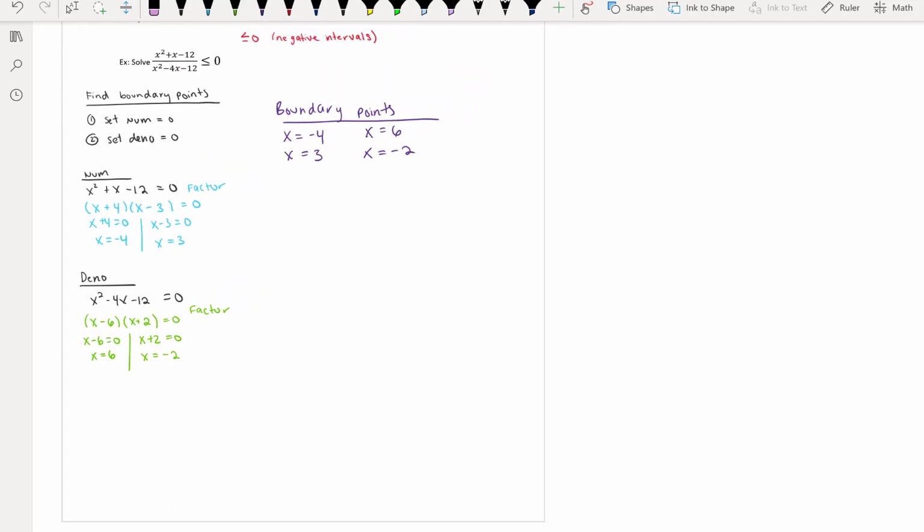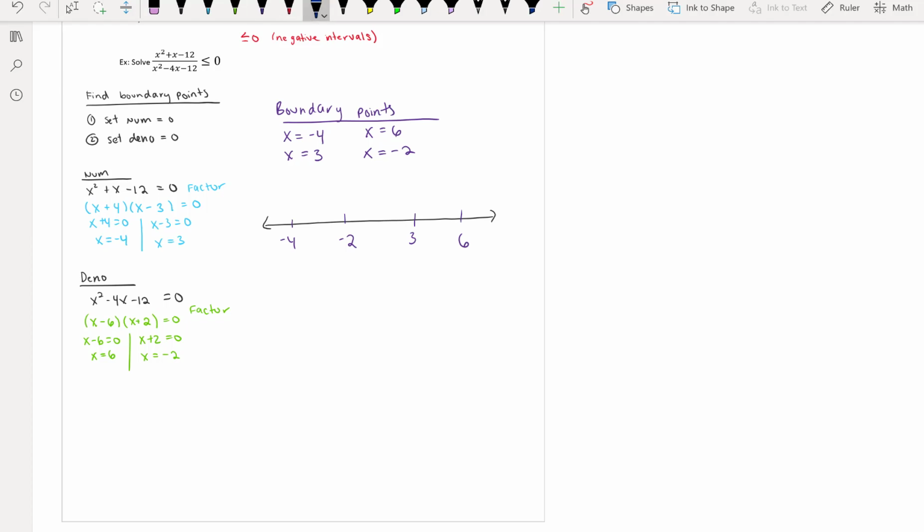After this, I want to put them all on the number line. So here are my points. It looks like I have negative 4, negative 2, positive 3, and positive 6. I'm just listing them all on my number line. Now I'm going to pick some values and plug them into my equation. So here we go. Let's try a couple of things here.